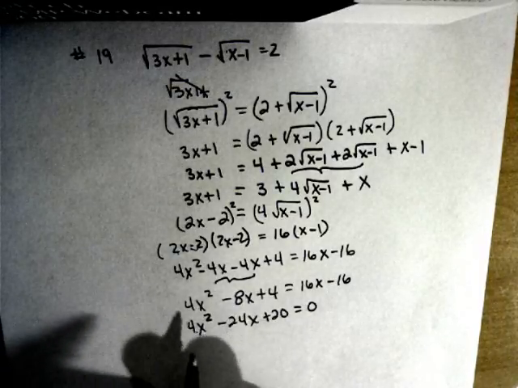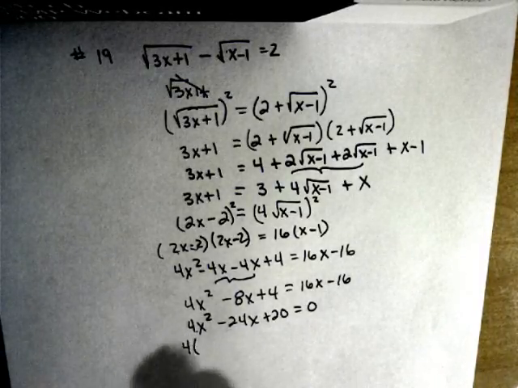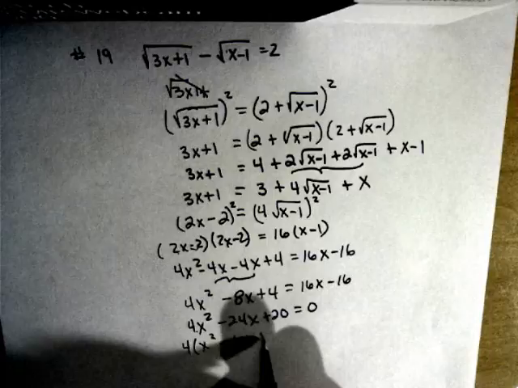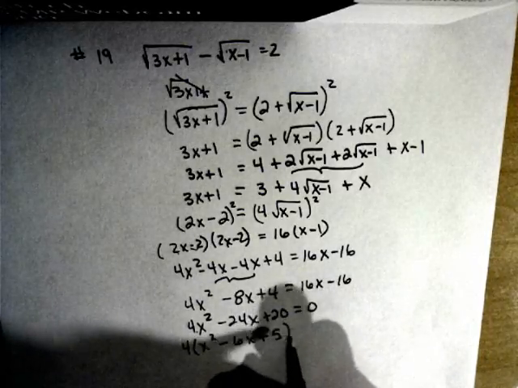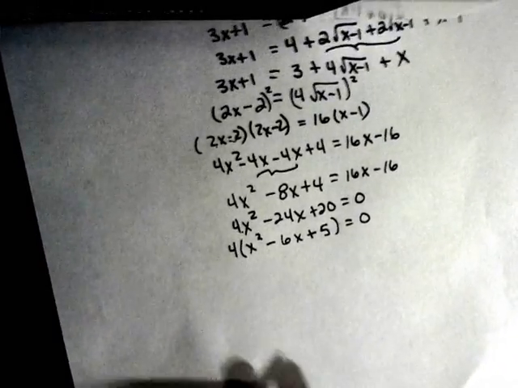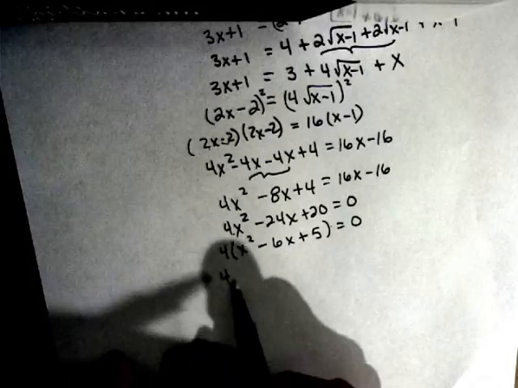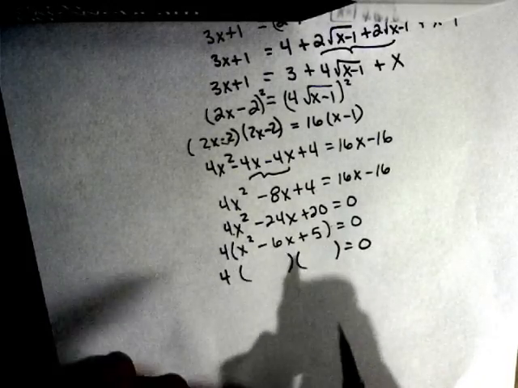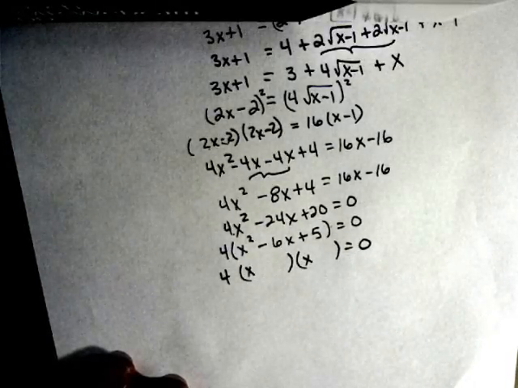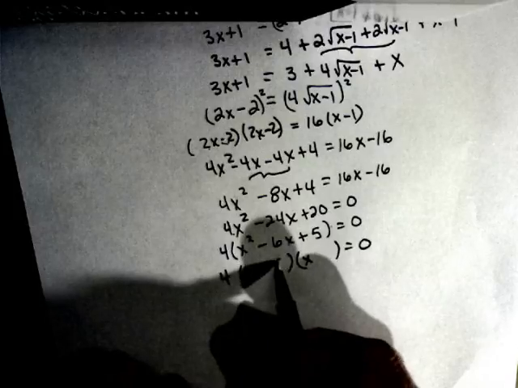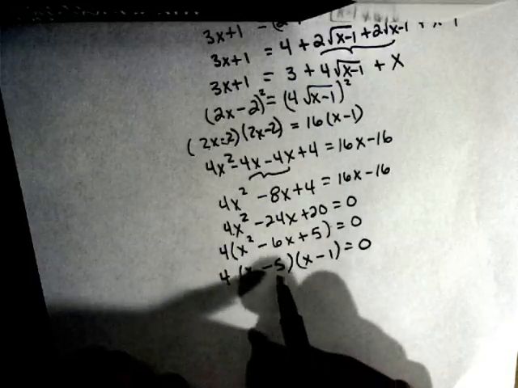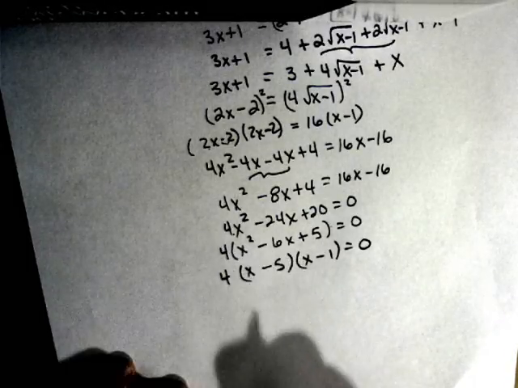Notice how every term has a factor of 4. We can factor out the 4. We'll have left x squared minus 6x plus 5 equals 0. Let's factor the rest. We need two factors of 5 that add to negative 6. Break down the x squared, x and x. So we'll have negative 5 and a negative 1. Negative 5 times negative 1 is positive 5. Negative 5 minus 1, or plus a negative 1, gives you negative 6.